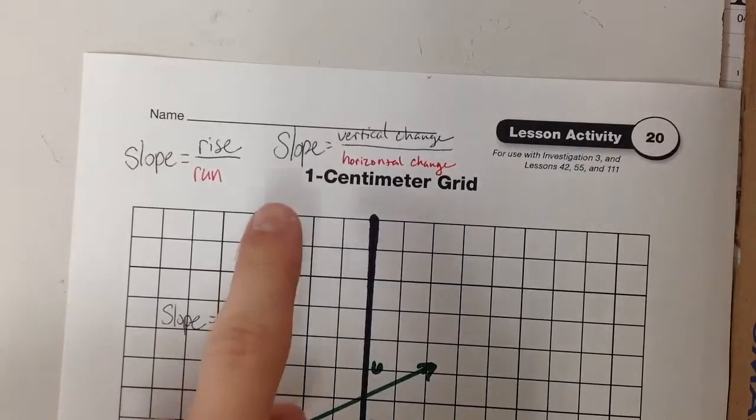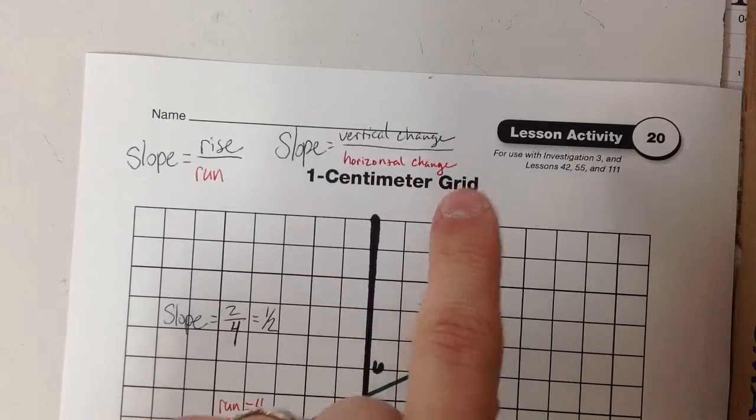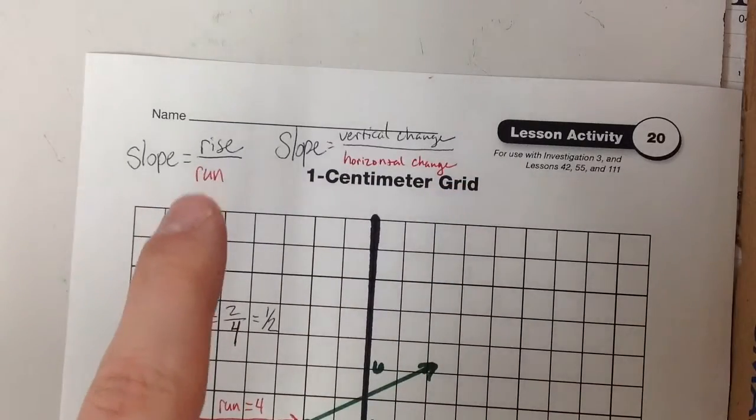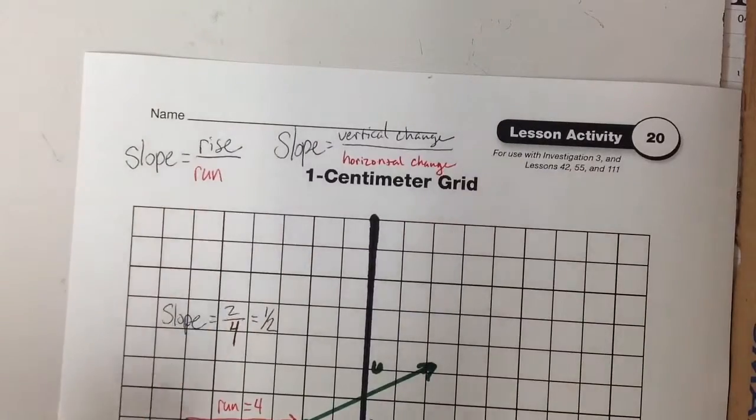So when we're talking about slope, we're talking about the vertical change over the horizontal change. Or the short way to say that would be the rise over the run. I try to color coordinate this lesson for you guys. I know you'd enjoy that.